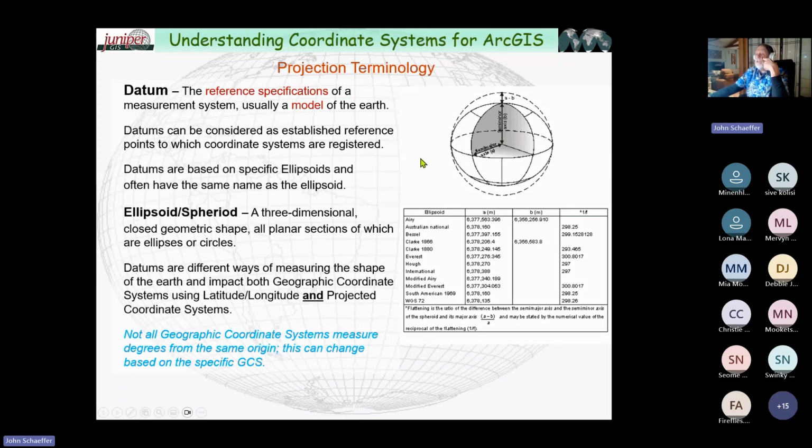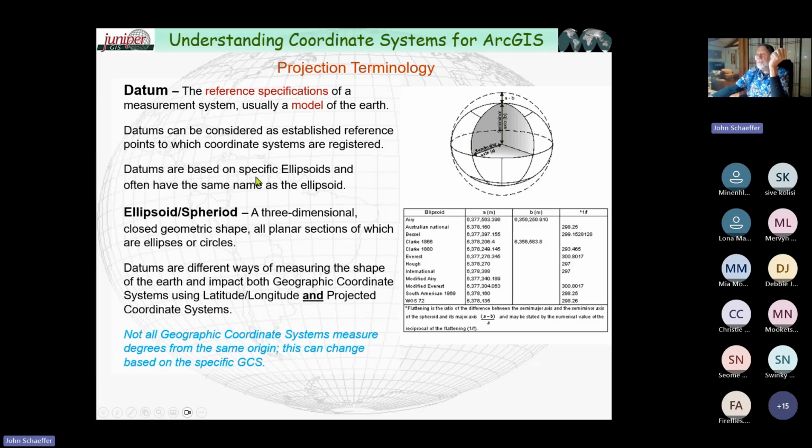Datum. This can be a confusing term. I've tried to simplify it. It's the reference specifications of a measurement system, usually a model of the Earth. So we're much better at measuring the Earth than we were years and years and years ago. But still, we're not measuring every single little bump and tilt and everything else. So it's usually a model, okay? I consider datums as an established reference point to which coordinate systems are registered. So once we kind of get that model set, then we know where we can start putting our points.